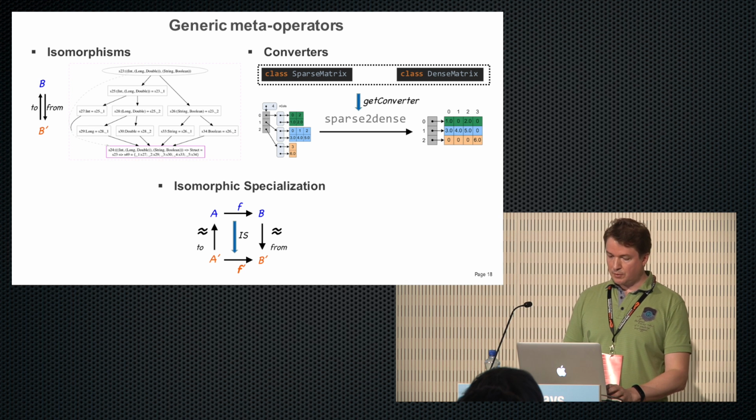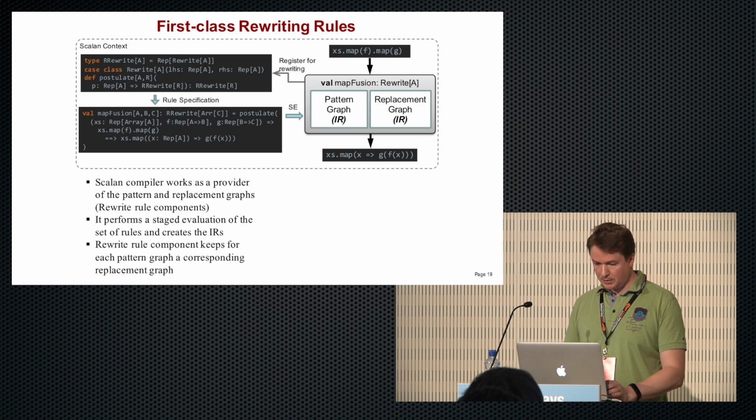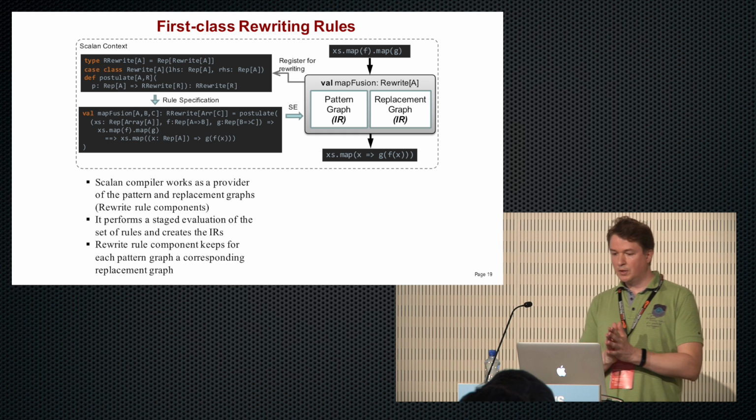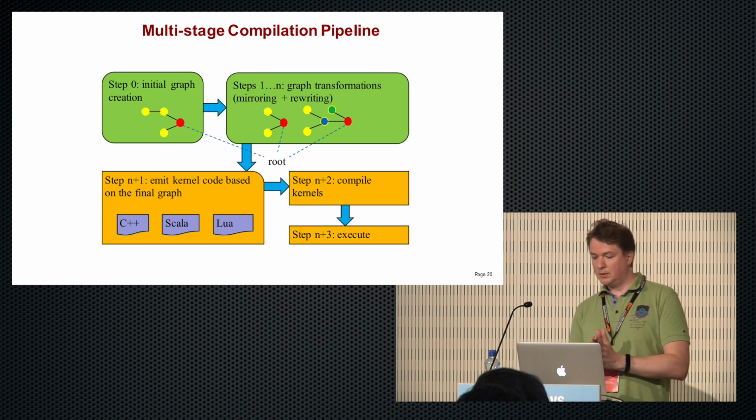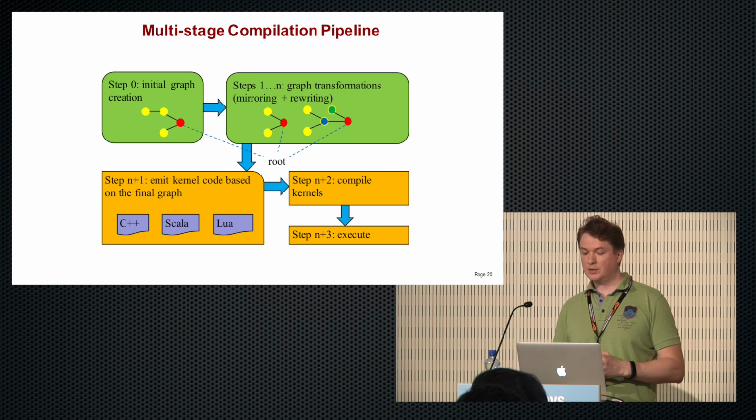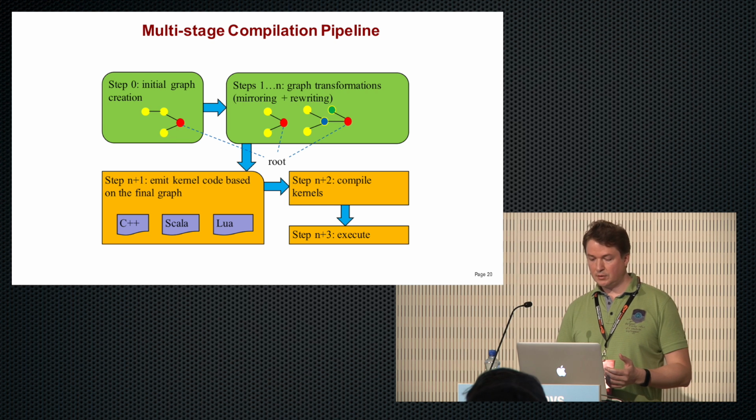Okay, so this is a summary of meta operators. We also have some framework for rewriting rules. And we also, in Scalan, have a multi-stage compilation pipeline where you can get an initial graph, then you pass through different stages. At each stage, you can define your own domain-specific transformations. And then you can output different kernels for which you have a compiler. And we support C++, Scala, and Lua language. And we can execute these kernels.